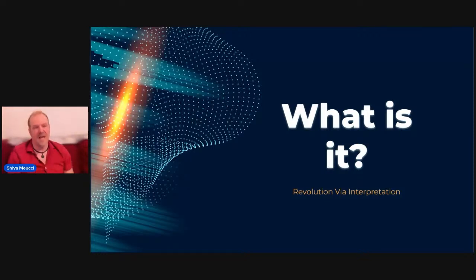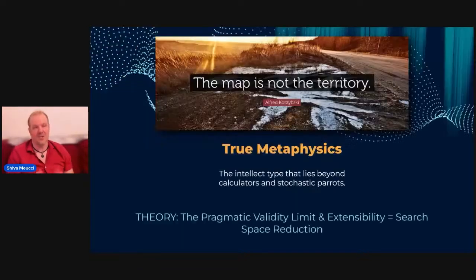And now, a lot of people are going to have a problem with the idea of trying to make a change in interpretation. And so what I want to point out is the map is not the territory. And what I mean by this is that whenever you're doing mathematics, what you're doing is an analogy. You are representing something. You are cutting it down, and being able to match the map to the territory is what makes real metaphysics. And that is the intellect type that lies beyond calculators and stochastic parrots, the ability to map those things, to figure out what math should be used, not simply calculating, not simply memorizing and regurgitating. So that's very important.